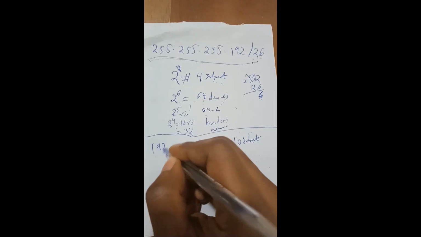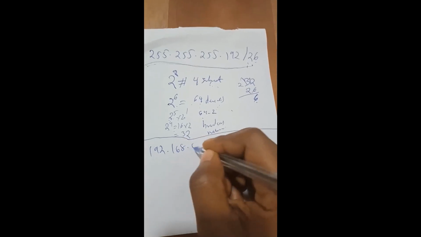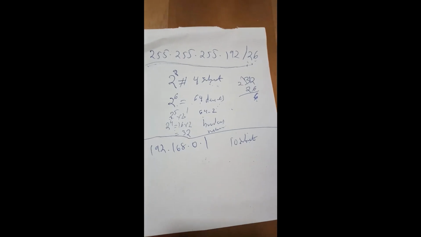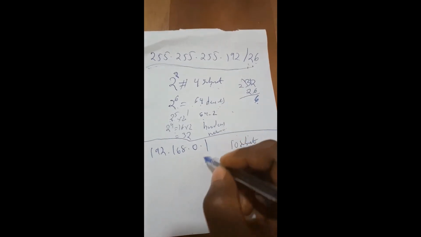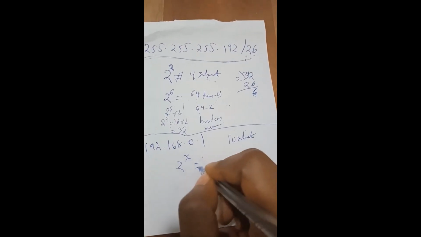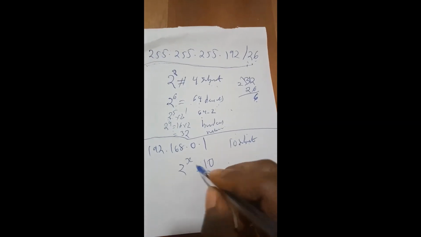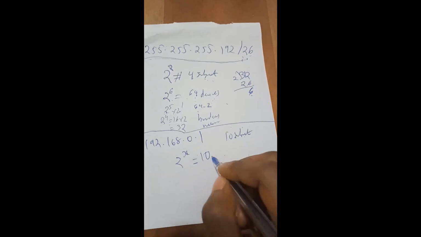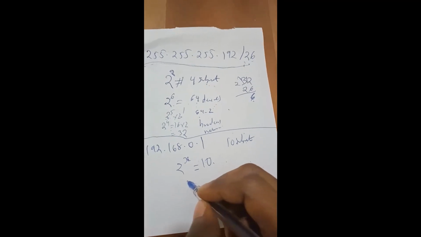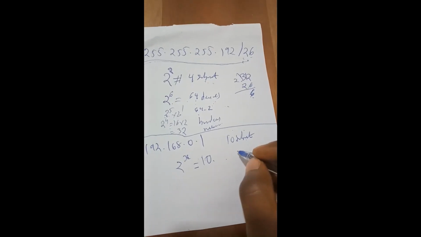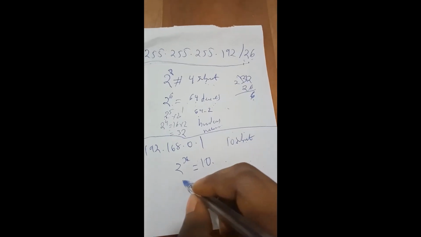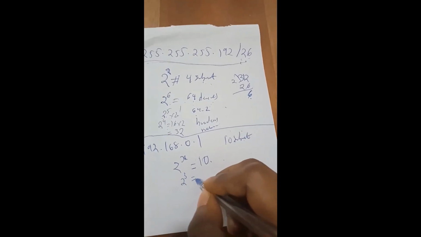So if you want 10 subnets with the same IP address 192.168.0.1, how do you get your subnet max? 10 subnets is simply saying that 2 to the power x has to be equal to 10. So we want to find the number of bits that will give us 10. And if you do the mathematics, you realize that 2 to the power 3 is 8.